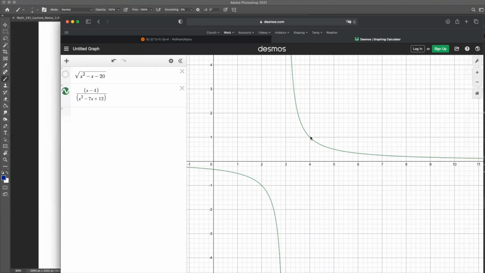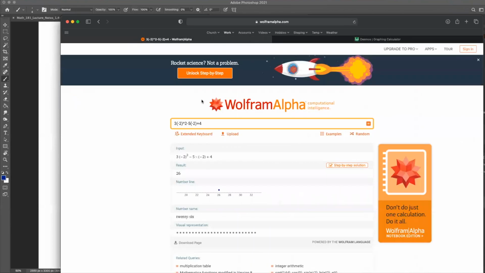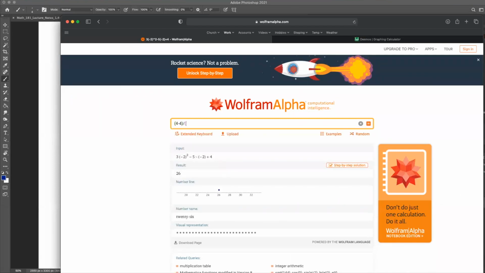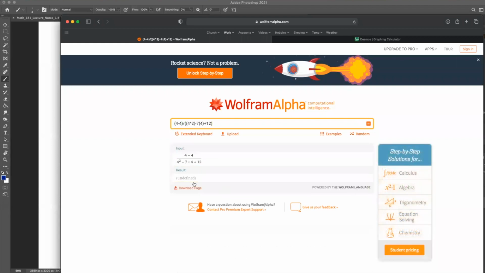So here we're at 4, right? This value actually doesn't exist, because if I plug this into Wolfram Alpha, 4 minus 4 over 4 squared minus 7 times 4 plus 12, this should give us a bunch of unhappiness, right? It should yell at us. It's undefined, right? So this is not in the domain.